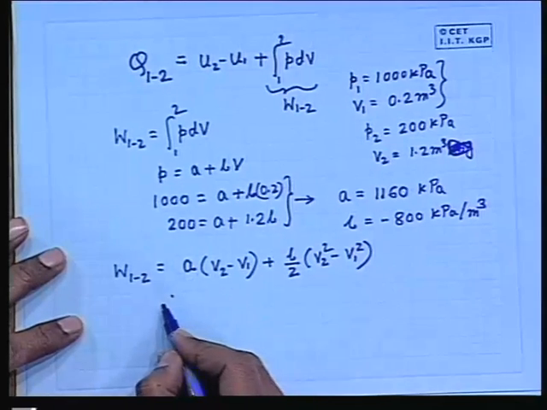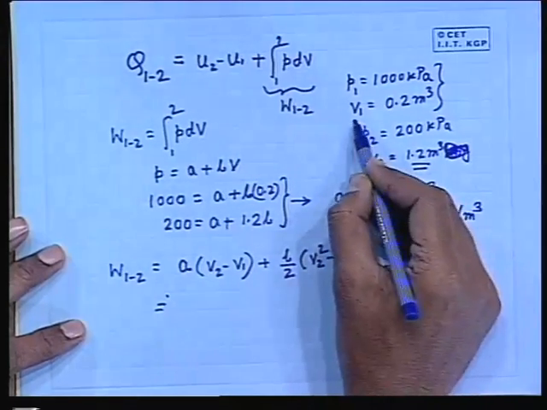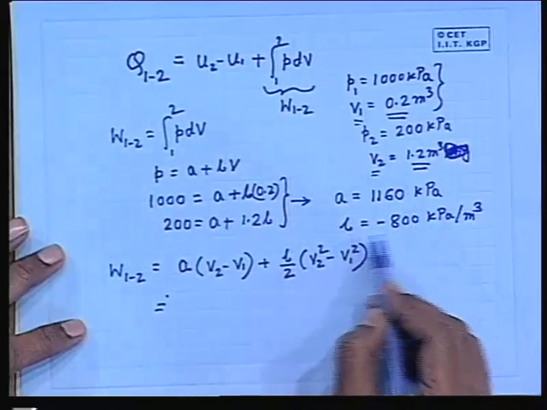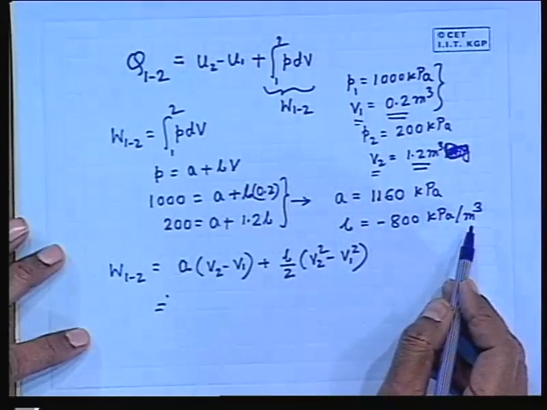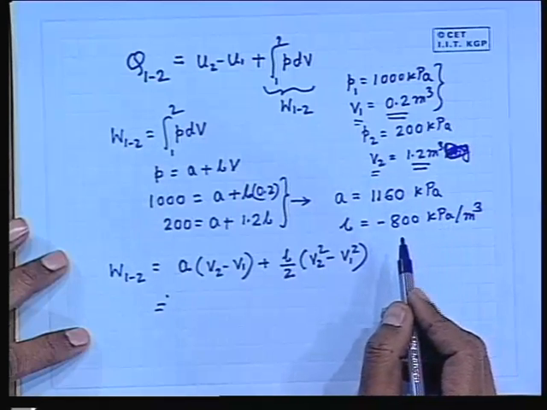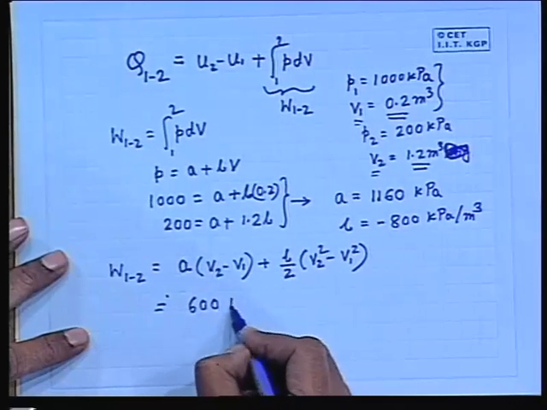So now we have the values V2 is 1.2 meter cube, V1 is 0.2 meter cube, A is in kilopascals and B is in kilopascals per meter cube. If you substitute these values, you get the value of W as 600 kilojoule.